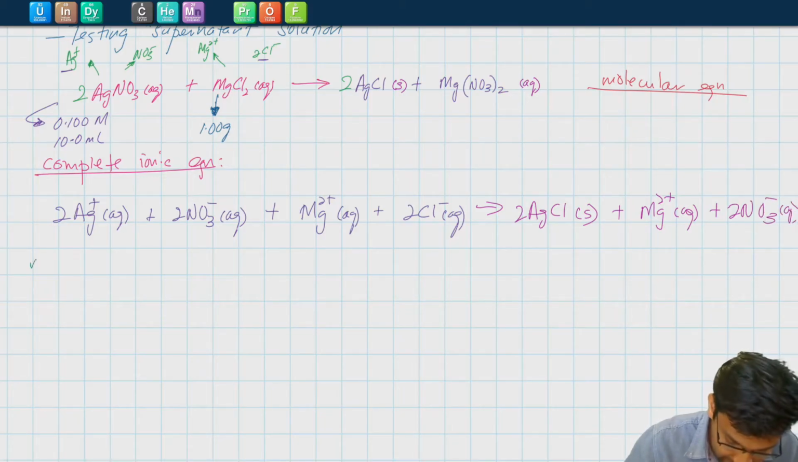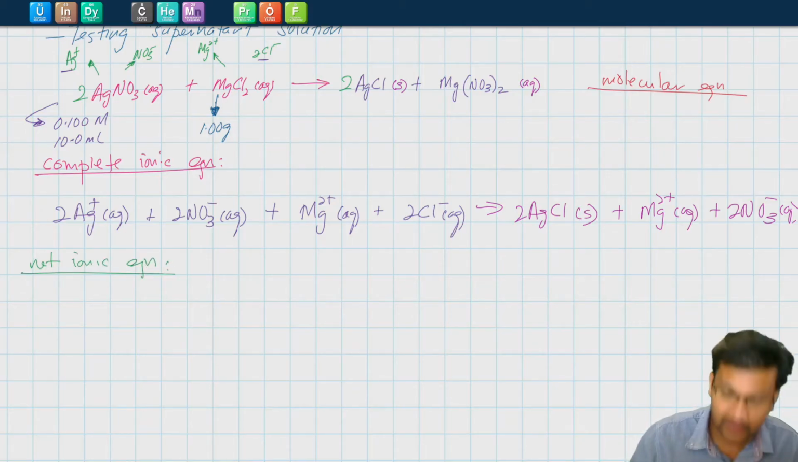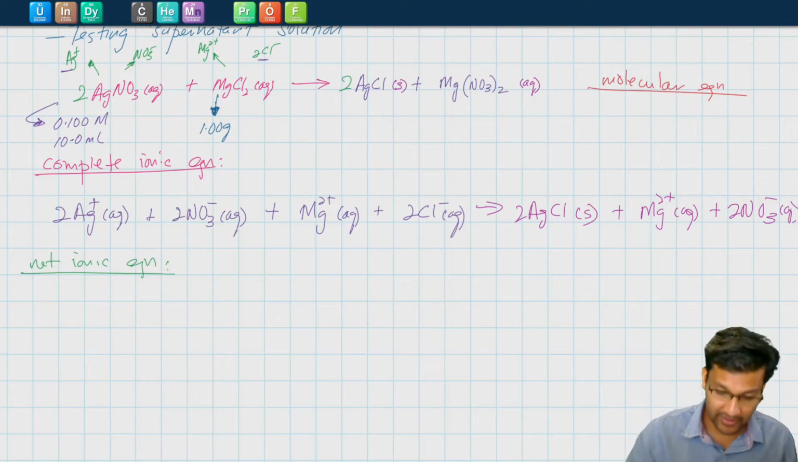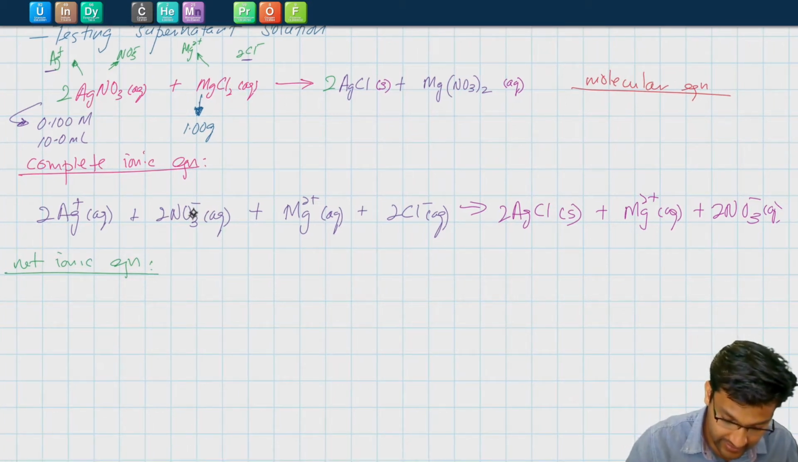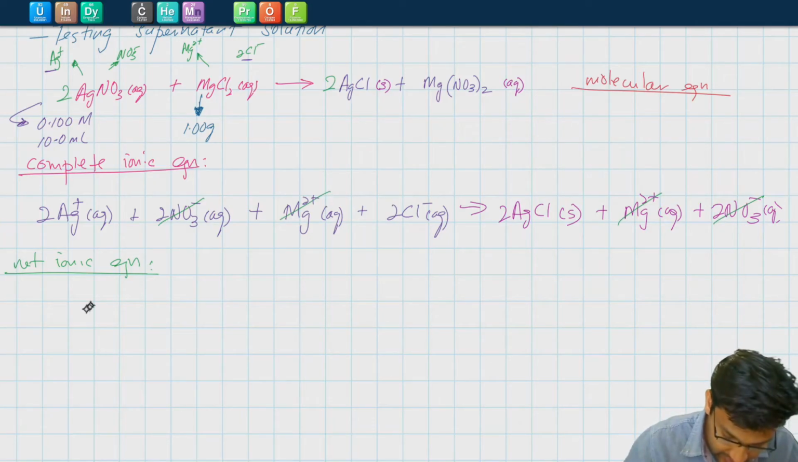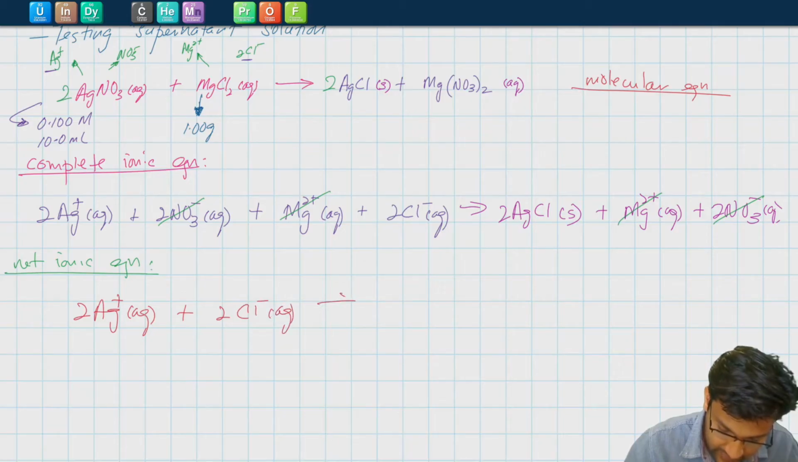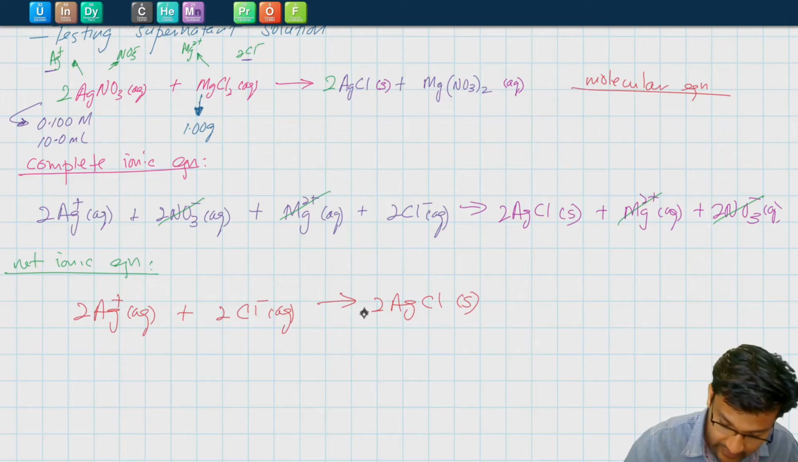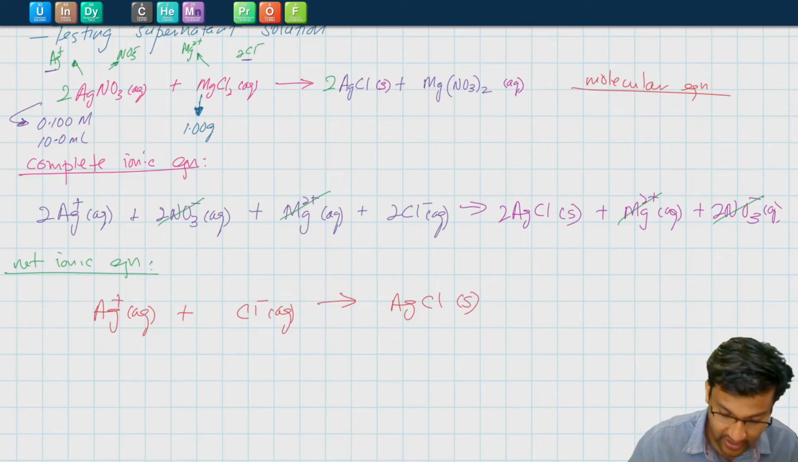And now for the net ionic equation, we just look at all of the ions that are the same on both the left-hand side and the right-hand side. We find that nitrates are the same on both sides. Magnesiums are the same on both sides. So all we're left with is 2 Ag+ aqueous plus 2 Cl- aqueous to give us 2 AgCl solid. And we can even get rid of the 2's because we can do so. And so this is our net ionic equation.